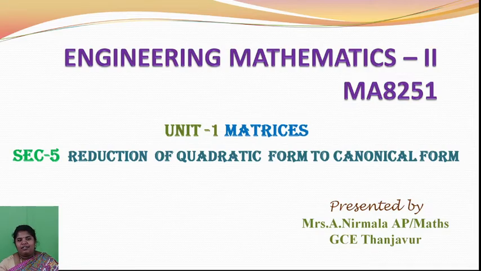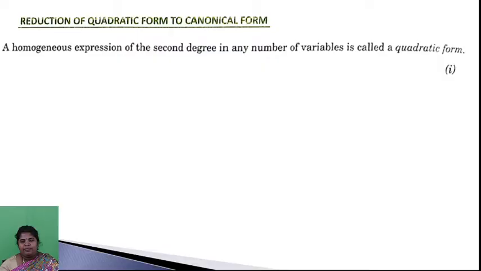Welcome all to the lecture on Engineering Mathematics 2, MA 8251, Unit 1, Matrices. So in this lecture, we are going to discuss Section 5, Reduction of Quadratic Form to Canonical Form. So from the quadratic form, we are going to reduce to canonical form.